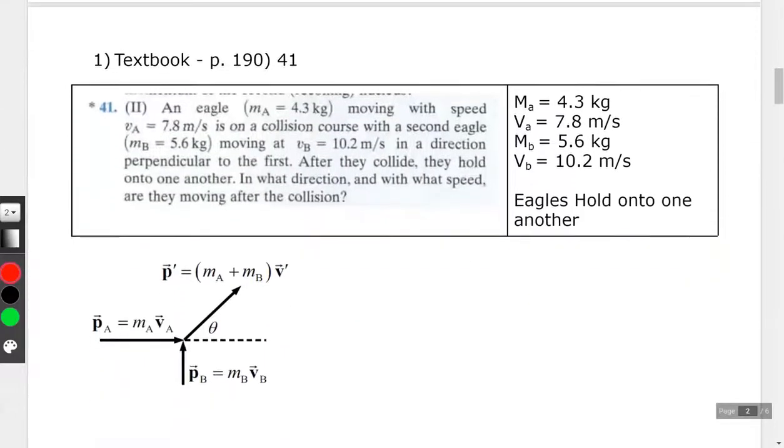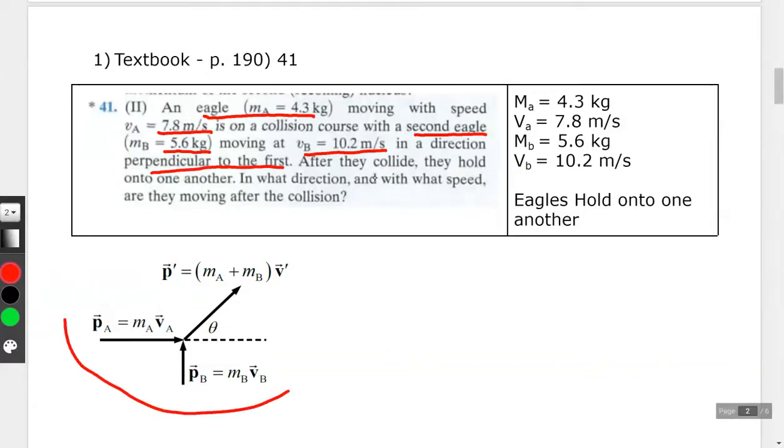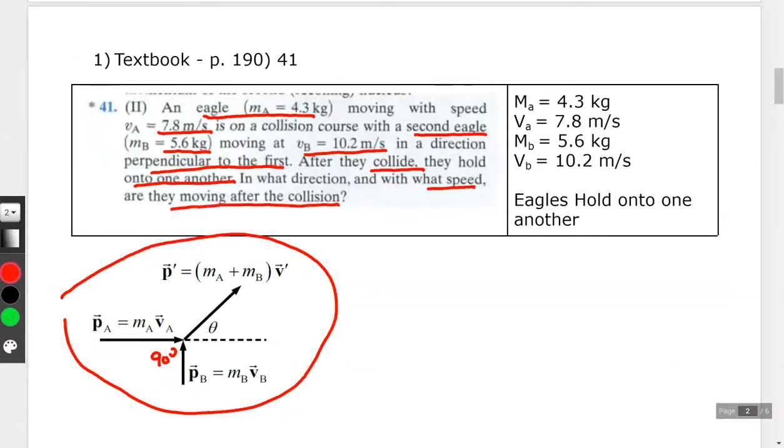You've got an eagle with this mass moving with this speed, and it collides with a second eagle with a different mass, a little smaller, 5.6, with a different speed. It's moving perpendicular to the first, and here's the picture of the momentum before. You're told they're perpendicular, so this means this is 90 degrees. They collide, and they hold on to one another. So they become one object. We'd call this an inelastic collision.